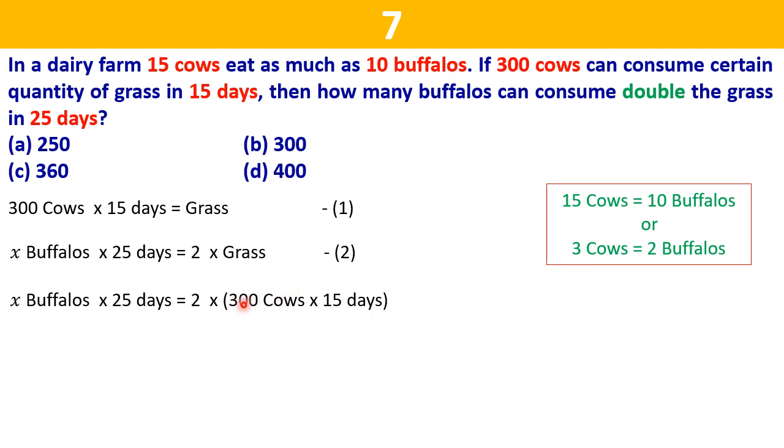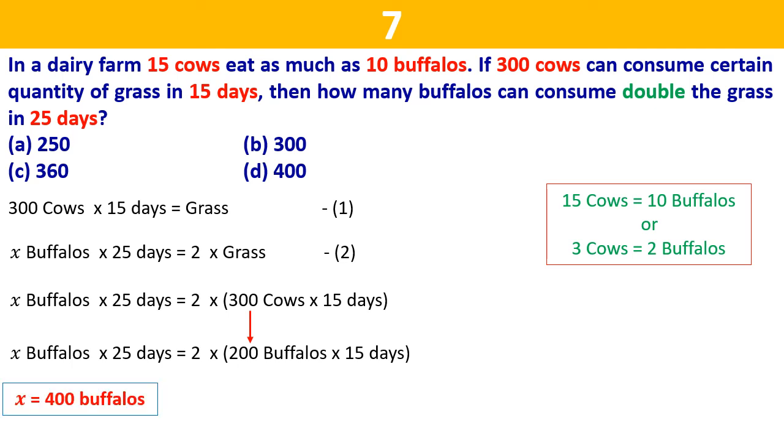So I can write this equation further like this. Solving this, we can determine the value of X now, which will come out to be 400. Option D.